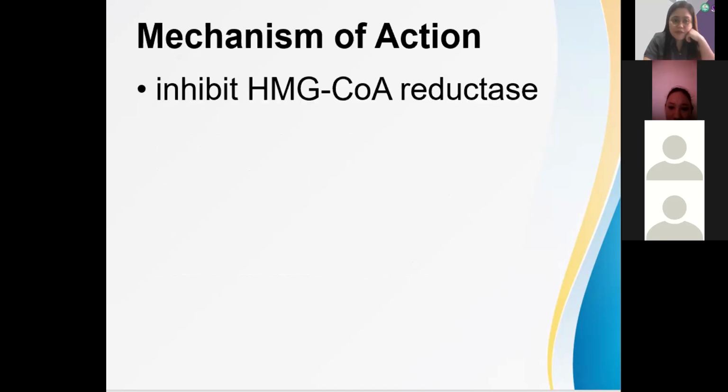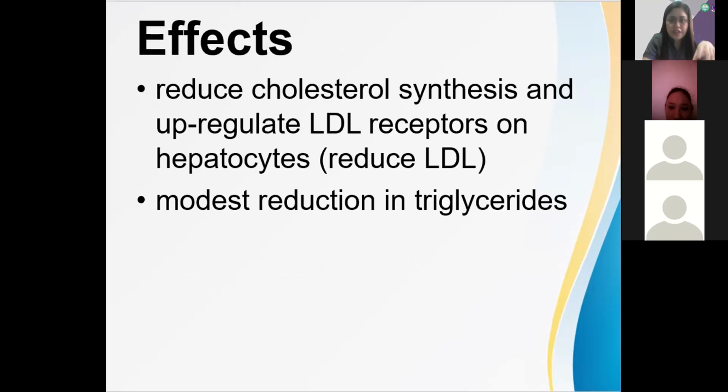Now again, if you are asked about the mechanism of action of this drug, inhibition lang ha sa enzyme called HMG-CoA reductase, which is an enzyme involved in the cholesterol biosynthesis pathway. Now, what will be the effect of taking statins? Since this one is inhibiting the enzyme that will lead to the production of cholesterol, syempre the effect will be reduction of the cholesterol synthesis and upregulate LDL receptors on hepatocytes to reduce the production of LDL sa liver mismo.